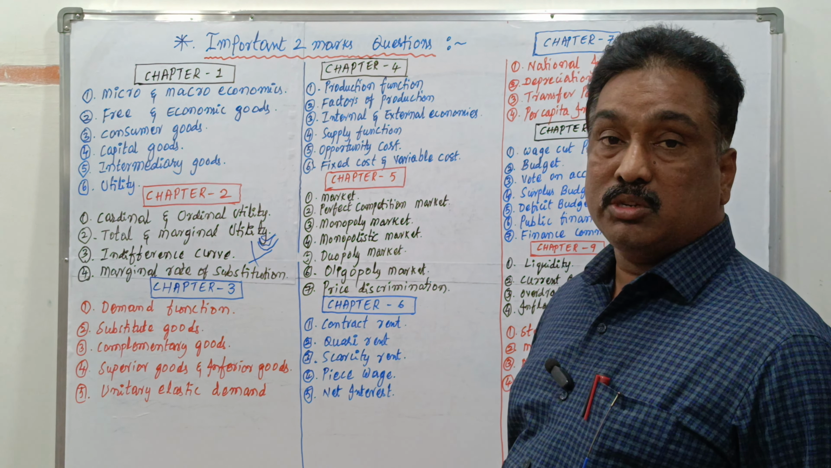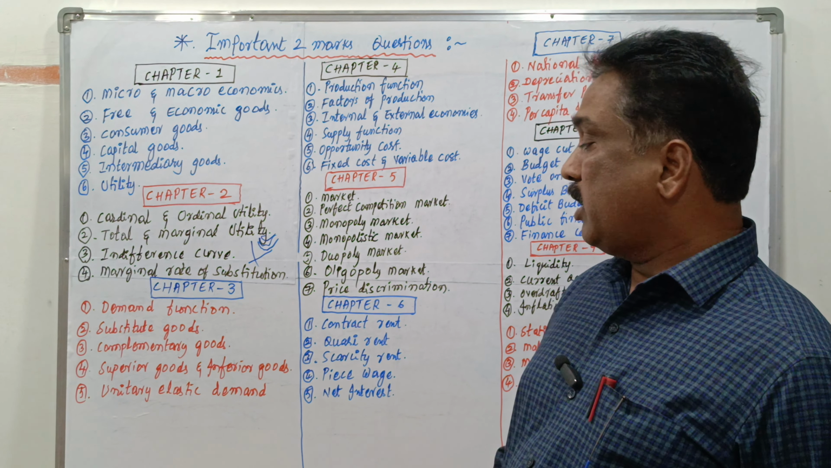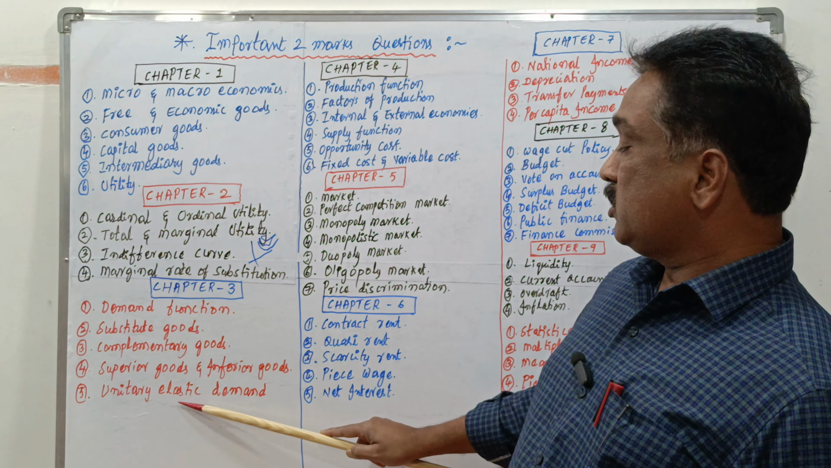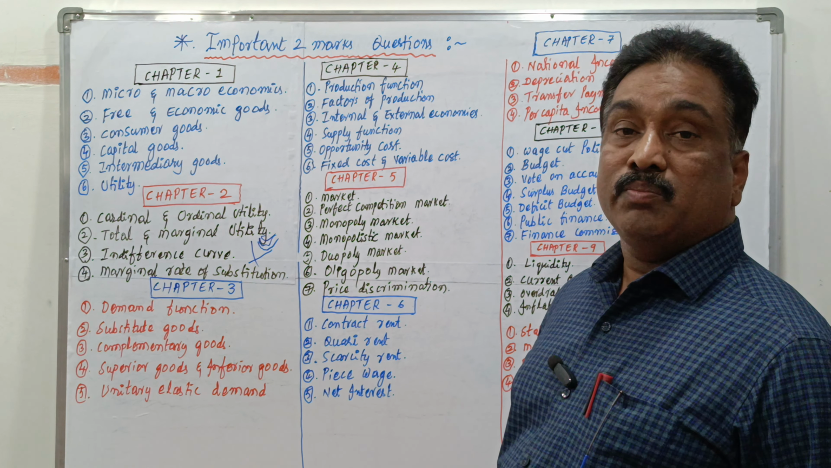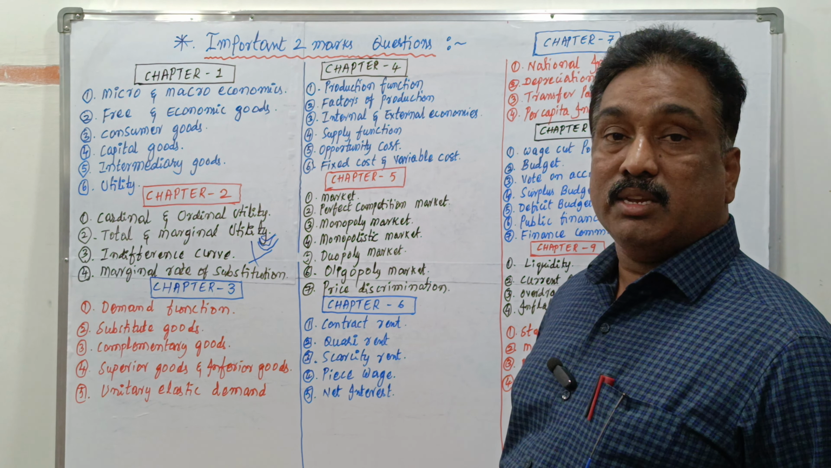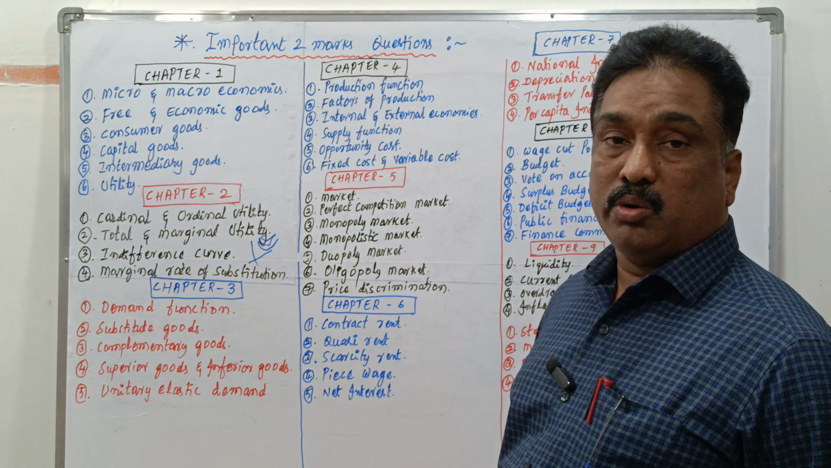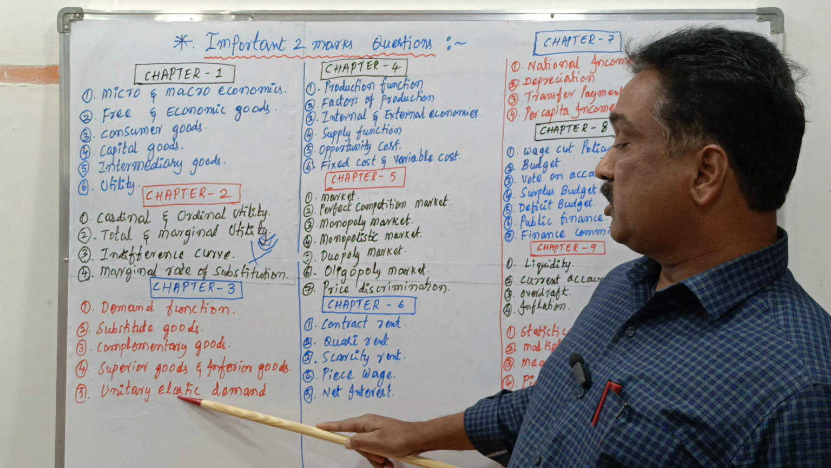Superior means quality goods, inferior means poor quality goods. And the last one, unitary elastic demand. Unitary elastic demand is nothing but the percentage change in the price is equal to the percentage change in the demand. Ed is equal to 1. That is called unitary elastic demand.